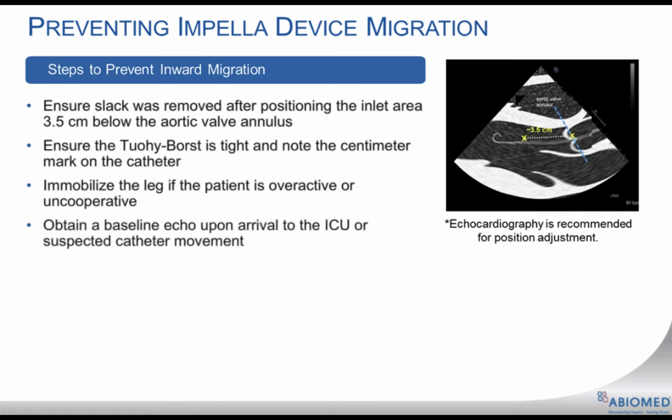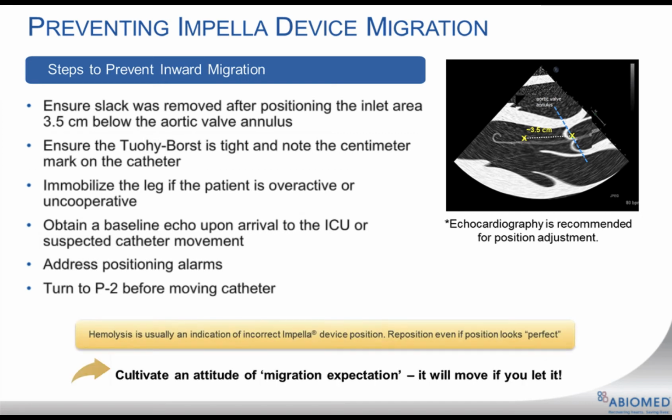To maintain proper Impella device position, obtain a baseline echocardiogram after insertion and arrival into the ICU. Additional echocardiograms should be done after excessive patient movement or in any situation where catheter movement is suspected. Reposition the Impella device using echocardiography if there is any evidence of hemolysis, even if the catheter appears to be correctly positioned. The Impella device will move if precautions are not taken. Expect migration and act accordingly, making sure to never ignore Impella device positioning alarms.